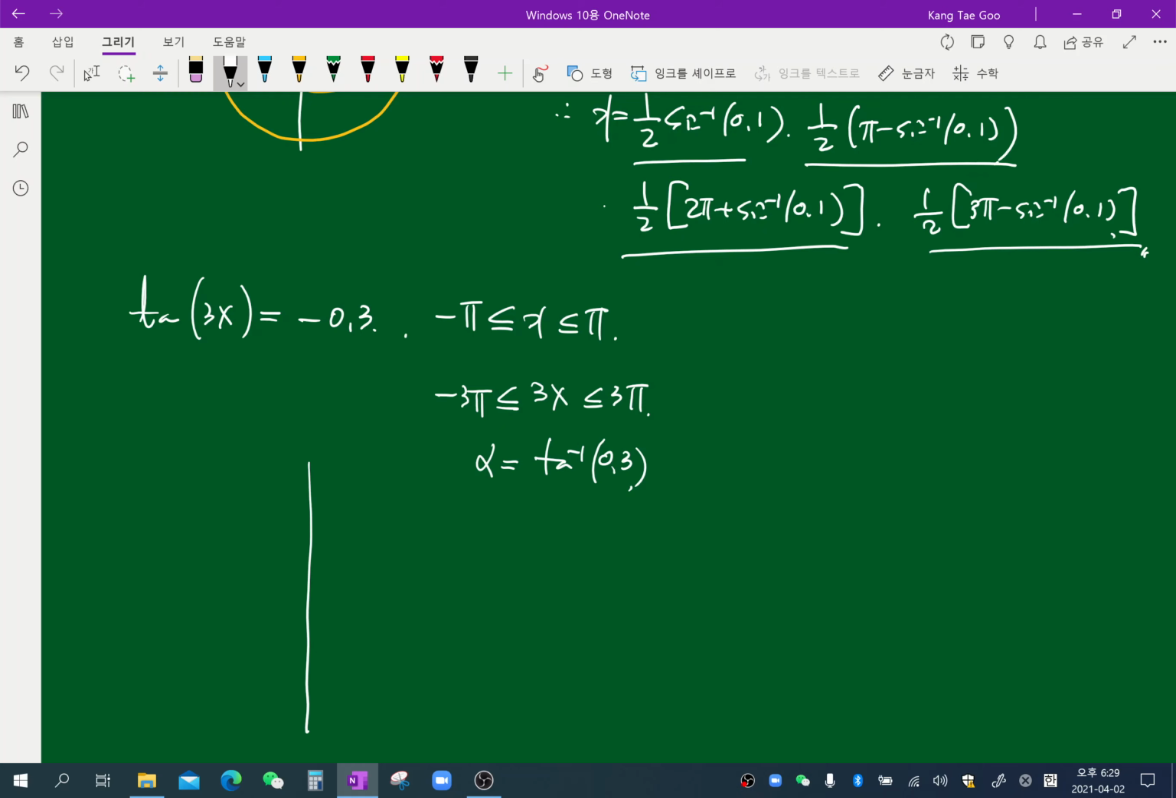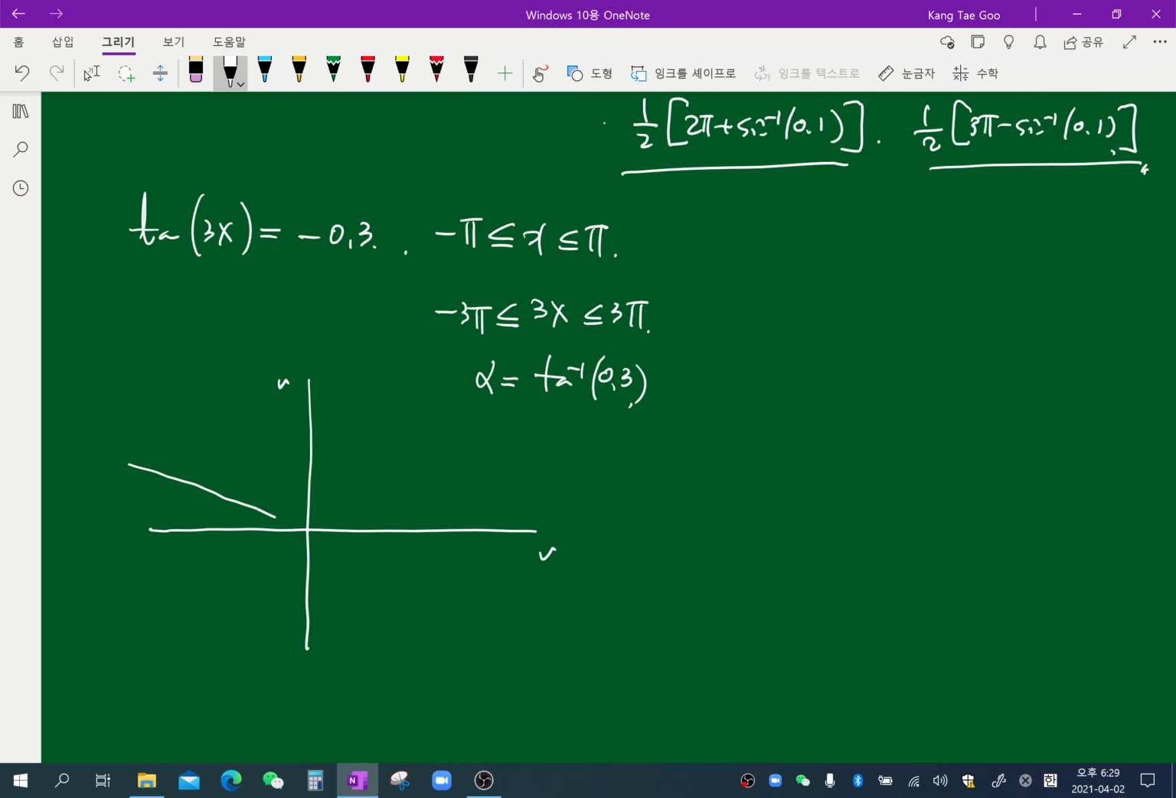Then we draw the xy plane. Tangent is negative, which is in Q2 and Q4, right? This much is alpha, this much is alpha. So 3x, first we move from 0 to 3 pi like this. So we have the first one, the second one, the third one, right? The first one is pi minus alpha. Second one, 2 pi minus alpha. The third one, 3 pi minus alpha, right?